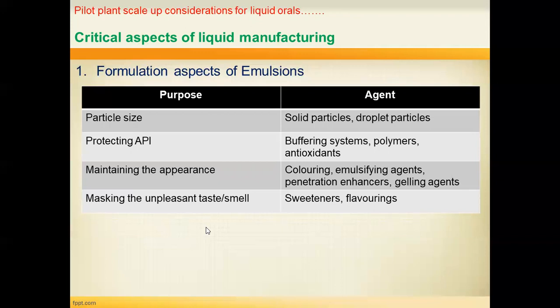Next one is also the same as with suspensions: you can use protection for the API. You can use a buffering system, polymers, and antioxidants. Then you can also consider appearance, so that there is no phase separation, and the oil and water phases are completely homogeneous to each other. For that purpose, you can use coloring, emulsifying agent, penetration enhancers, and gelling agents.